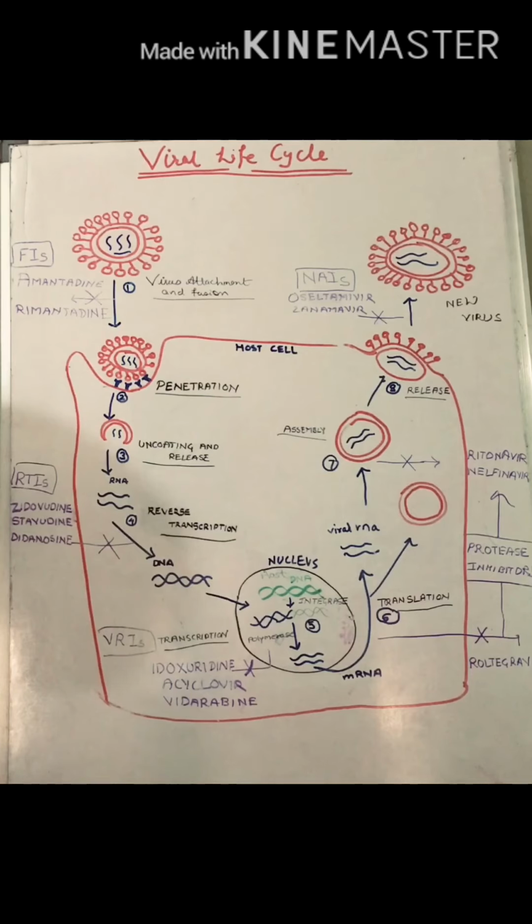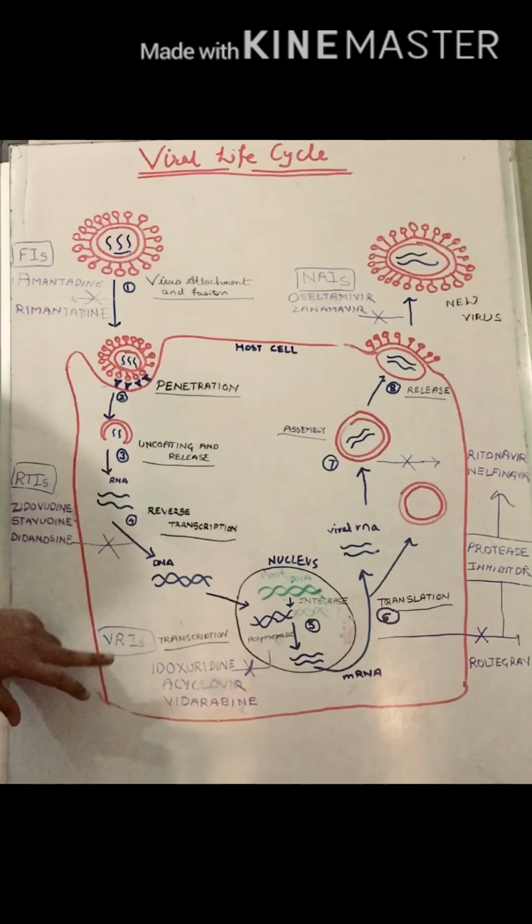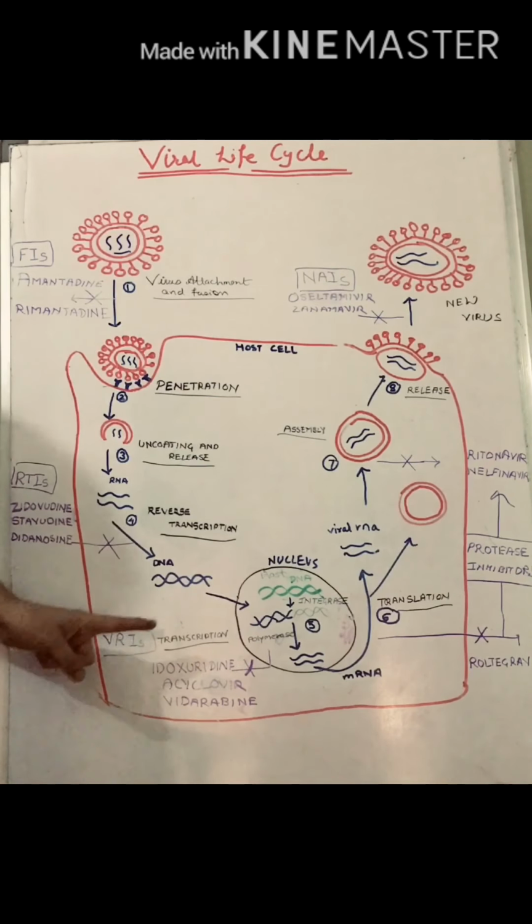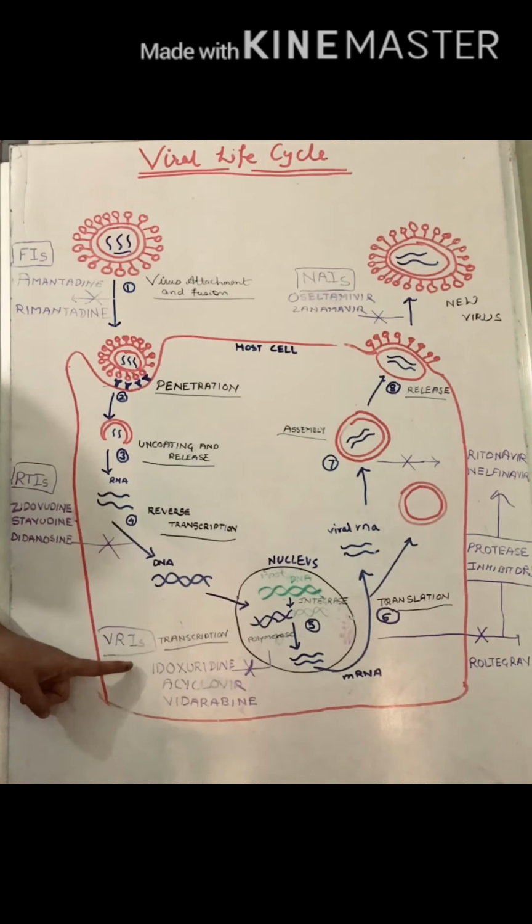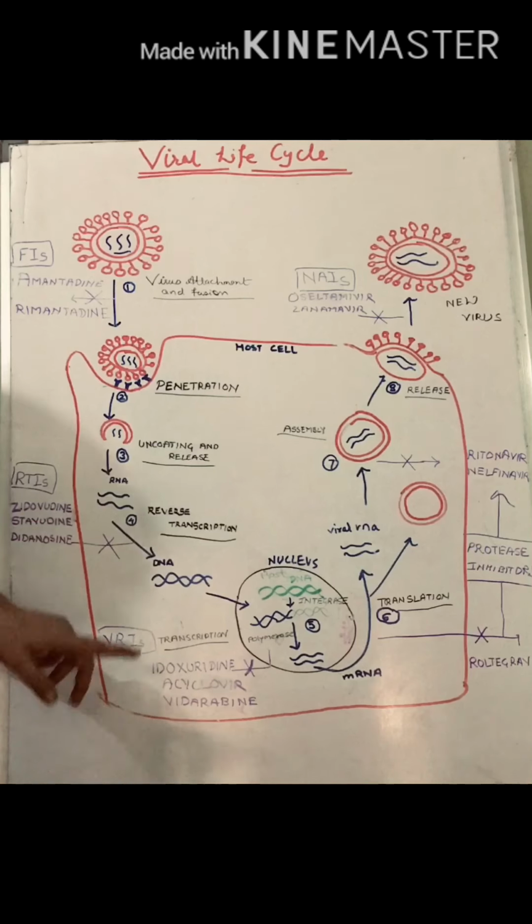Next is reverse transcription inhibitors. Examples of the drugs are zidovudine, stavudine, didanosine. There are many more. Next is viral replication inhibitors, which inhibit the replication of DNA polymerase. So it inhibits mainly the polymerase enzyme. Examples of the drugs are idoxuridine, acyclovir, vidarabine.